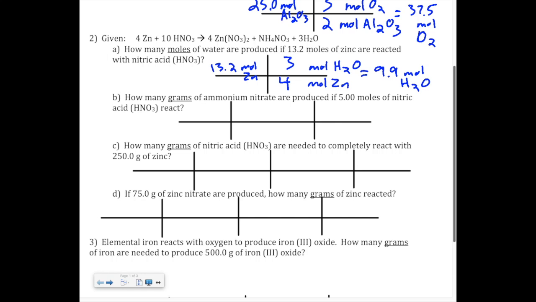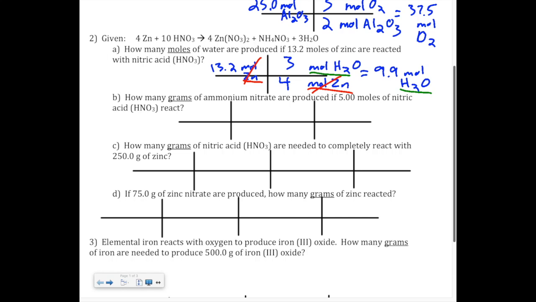Okay, now notice that moles of zinc and moles of zinc were here in that we had the exact same unit on the top left and the bottom right, and that is not by accident. That is so that those two units cancel out, and the unit that I'm left with is moles of H2O. Okay, and that's my answer. That's the entire idea of this.